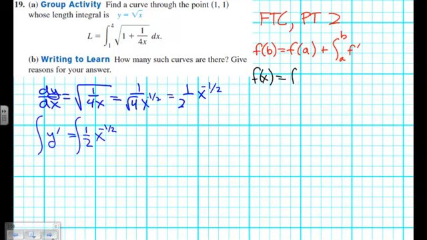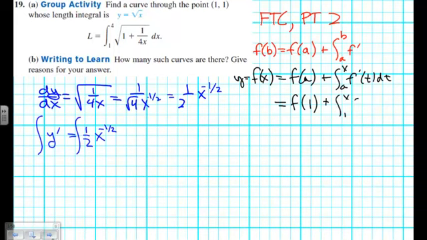f of x. And this should be probably with t's. So we want the function, we want that value, that y value, and f of a is f of 1 plus the integral from 1 to x of f prime.